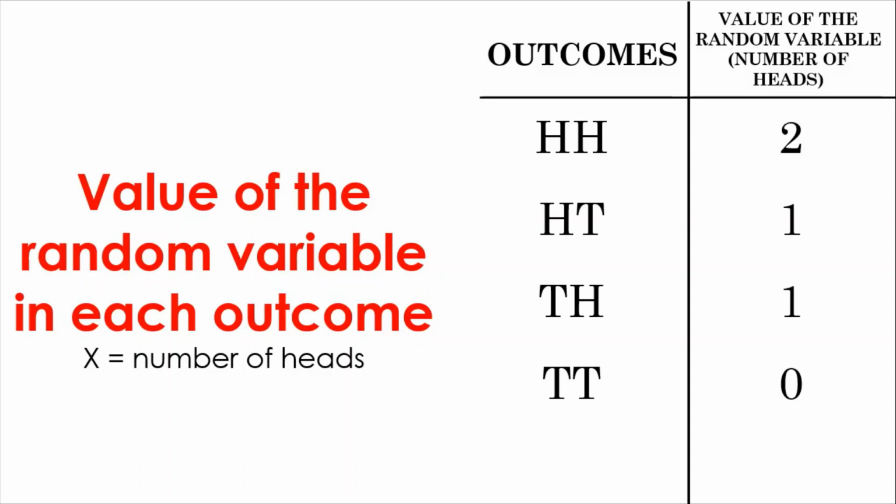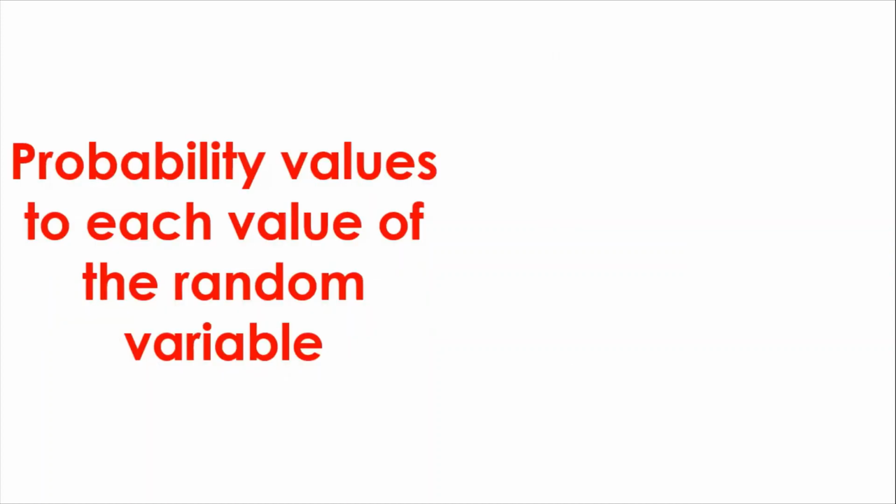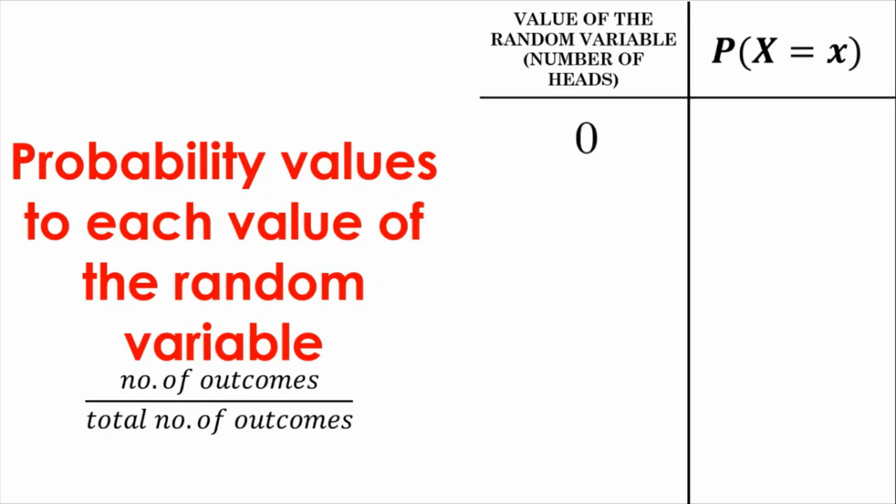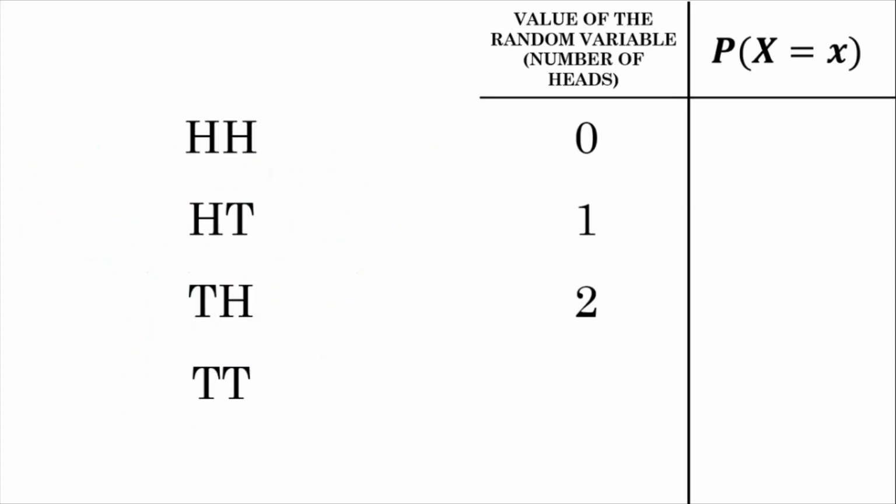Third, we determine the probability of each random variable. Recall that the probability of an event is equal to the number of outcomes over the number of total outcomes. Now, if we take a look at our sample space, the only outcome that shows 0 heads, or x equals 0, is 1. So the probability is 1 out of 4 outcomes.